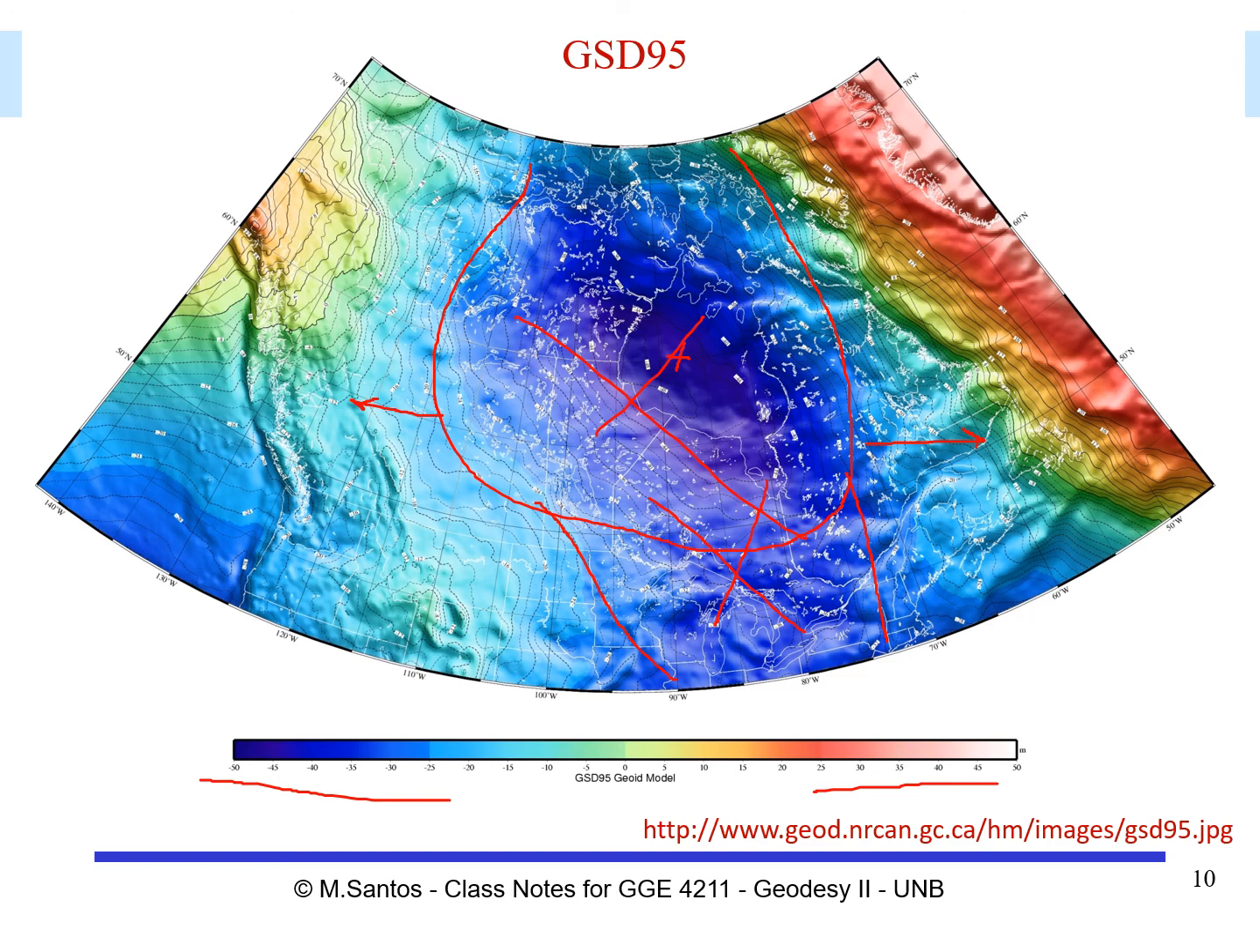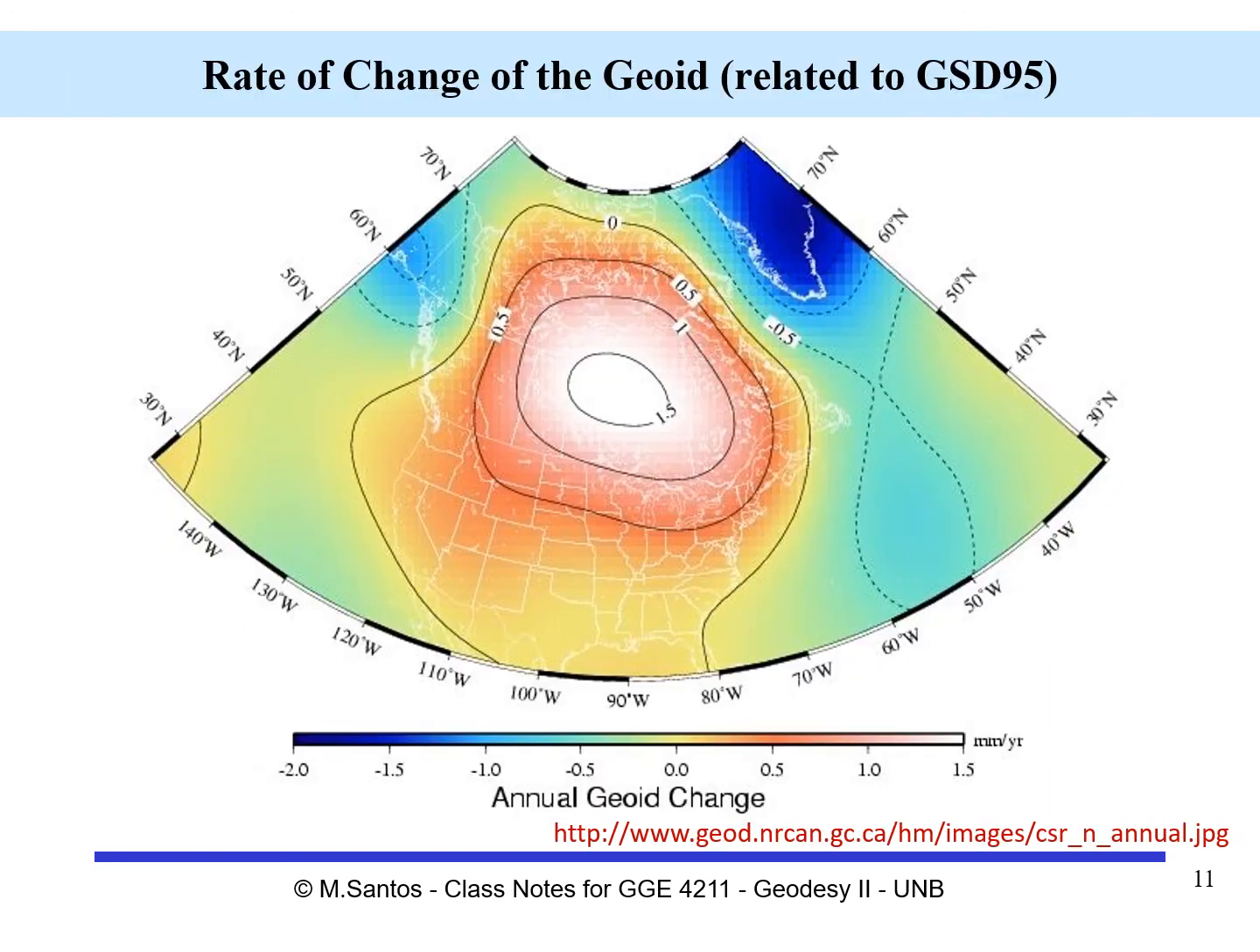So, which means the geoidal height varies with time. Here is the rate of change of the geoid, again related to the GSD 95, and we can see here the amount of how much it subsides and how much it raises. So it goes from 1.5 raising in the white areas. So the white area is exactly here. The maximum is on top of Hudson Bay, and it decreases.